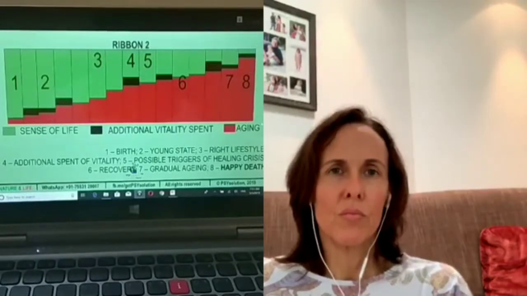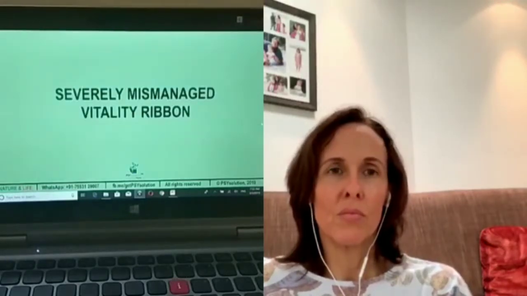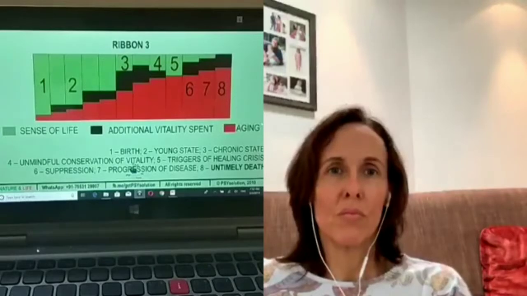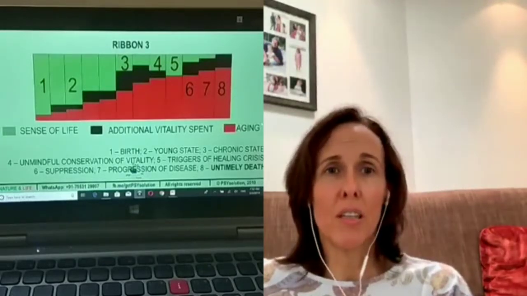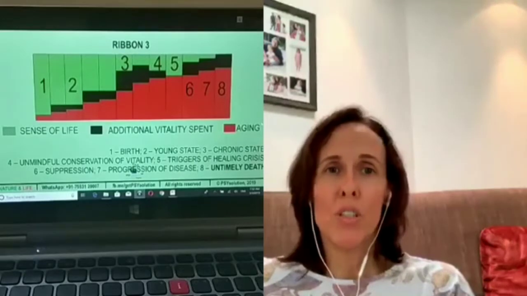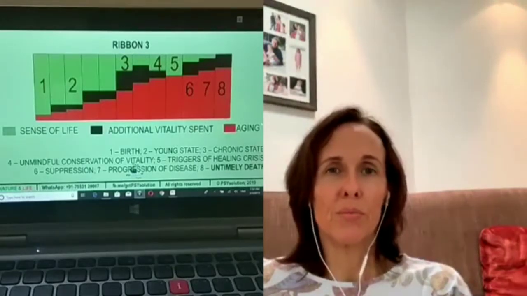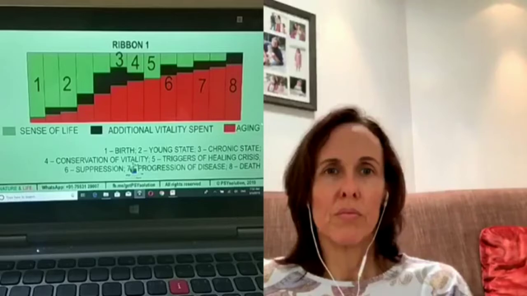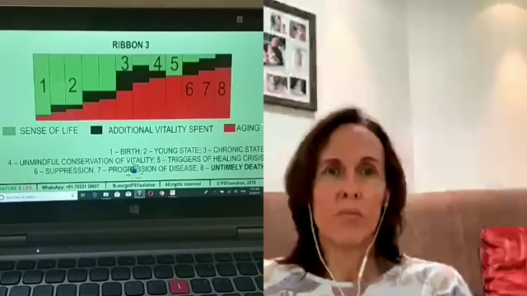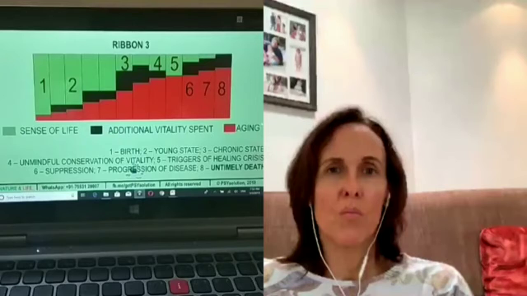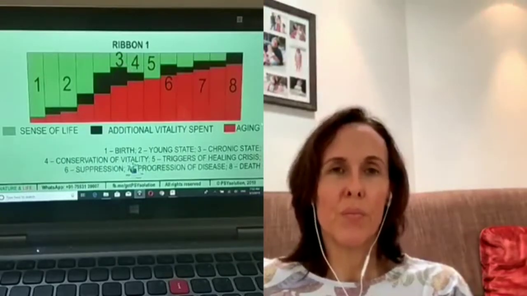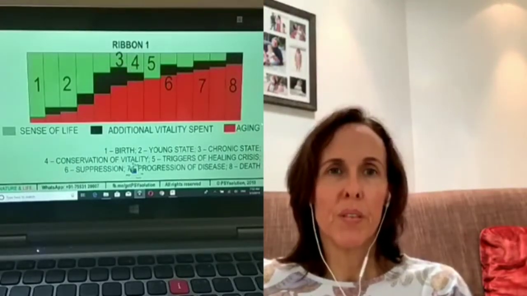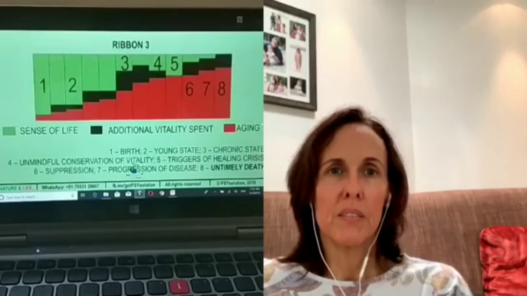Now let's talk about a severely mismanaged vitality, wherein you see a lot of black portion, a lot of suppressions, which is the majority. And if you now just compare the length of these ribbons, ribbon 1, ribbon 2, and ribbon 3, you see it is increasing and decreasing that way. So a conventional life, an intelligent life, and a mismanaged life.